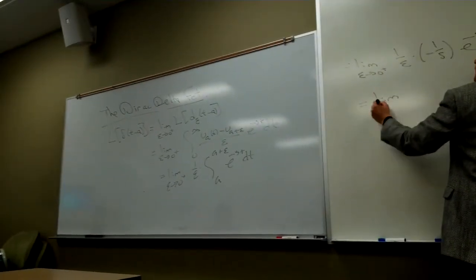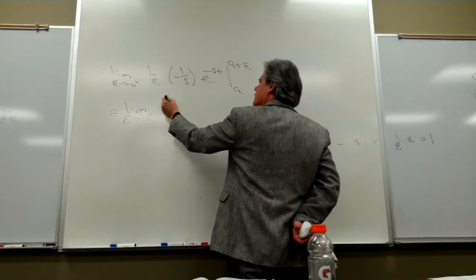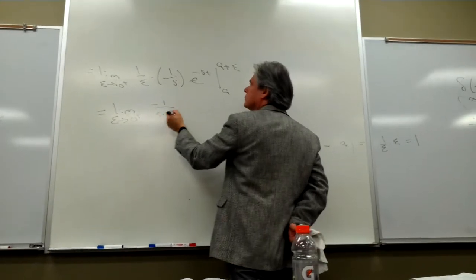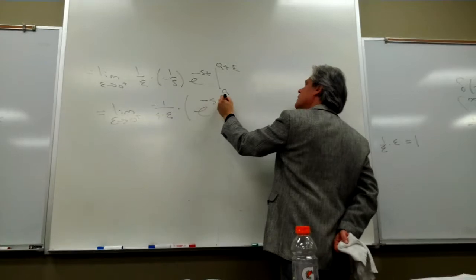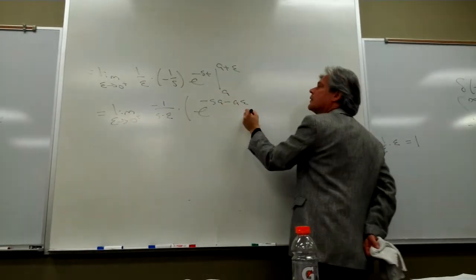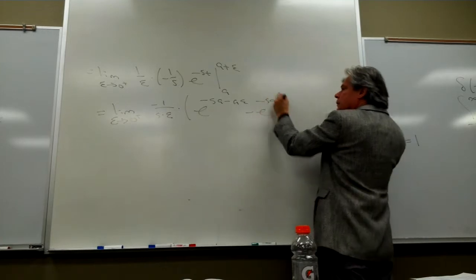This allows me to see that I have nothing more than this. Is that a negative 1 over s times epsilon? Is that going to give me this? Is that going to give me the negative sA minus A epsilon? Is that going to be a minus e to the negative sA?